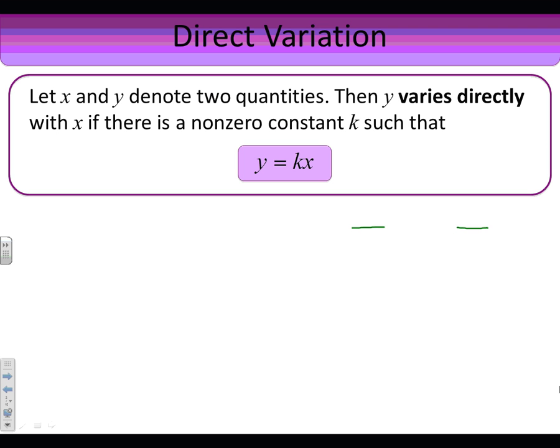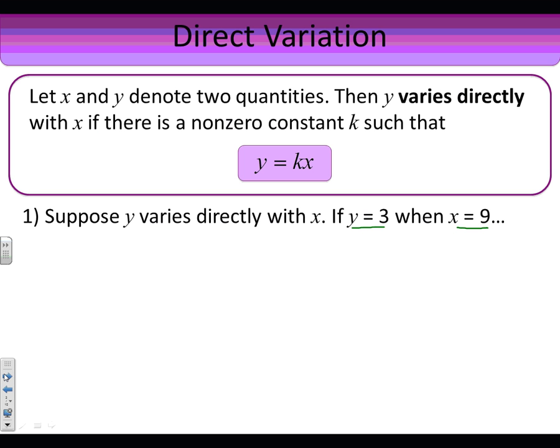All right, so let's use this. Write down this example. Please write down the example because we'll come back to this in class. Suppose y varies directly with x. So we're given that information that we have a direct variation problem. We're going to be told one isolated piece of the whole picture. We know that y is equal to 3 when x is equal to 9.